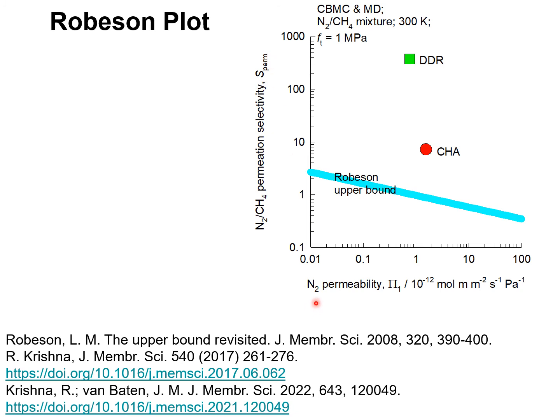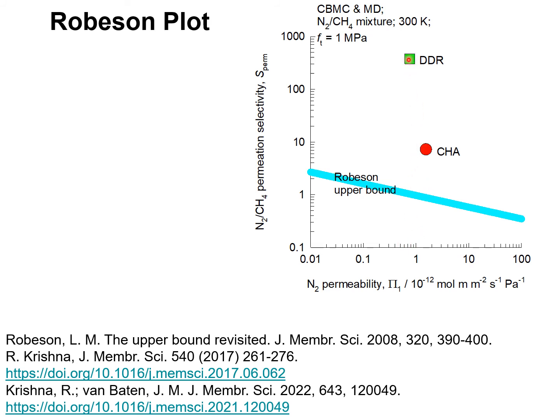and plot that as a function of the permeability of nitrogen across the membrane. The data for Chabazite for a total pressure of 1 megapascal, the temperature of 300 Kelvin, is shown by this red circle. DDR has a significantly higher permeation selectivity, but a lower membrane permeability.